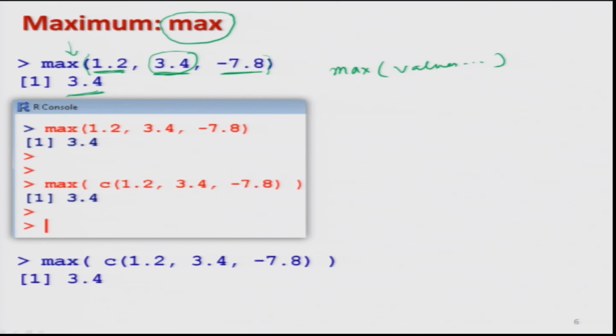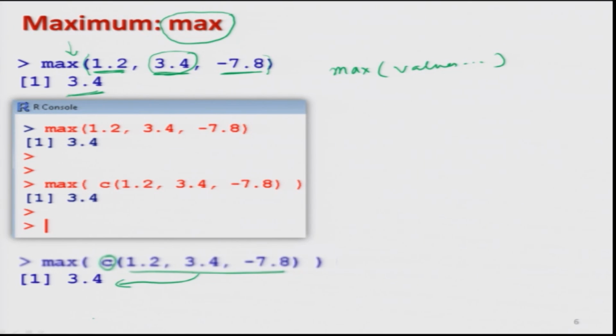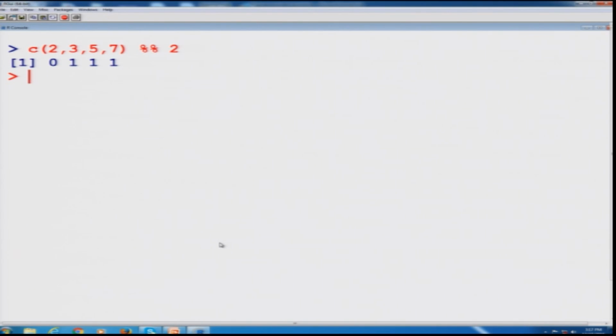And similarly another approach to do the same thing is that I can combine all the same values 1.2, 3.4 and minus 7.8 by this combine operator, and then I try to find the maximum value. This will also give us the same answer. So just for the sake of illustration, I try to show you here how we can obtain it. I take this command and paste it here, and as soon as I press enter, I get the value 3.4, right.